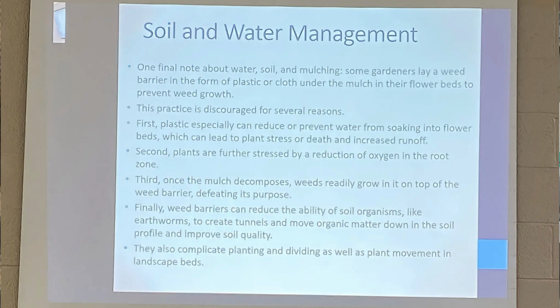Third, once the mulch decomposes, weeds readily grow in and on top of the weed barrier, defeating the purpose. Finally, weed barriers can reduce the ability of soil organisms like earthworms to create tunnels and move organic matter down in the soil profile and improve soil quality. They also complicate planting and dividing, as well as plant movement in landscape beds.